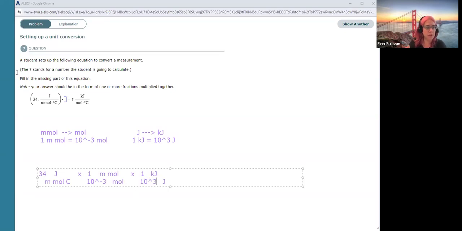Now we can just double check that everything is cancelling correctly. We don't actually have to put it in our calculator. Millimoles cancelled, joules cancelled. My final units are kilojoules per mole per degree Celsius, which matches this one right here. Lovely jubbly. All right, want to do another one real quick?